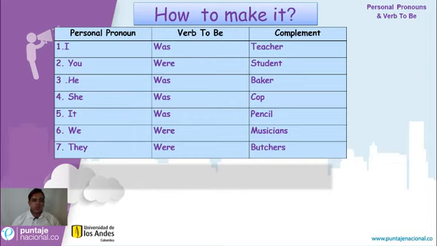Then you have he, that is the male way of the third person. He was a baker. Was is the past way of is. Then you have she, that is the female person. She was a cup. Was is also the neuter for animals or things, if you remember. It was a pencil. And then you have the plural. We were musicians, they were butchers. Okay, I think it's really cool if you can make some sentences with this.